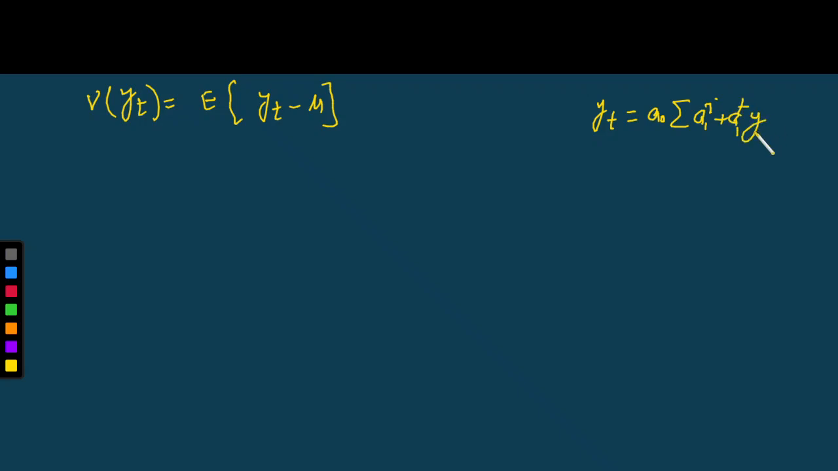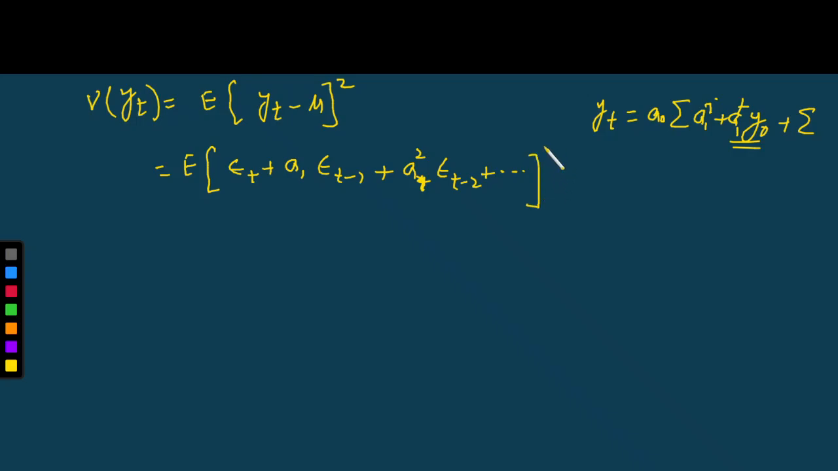Now let's take the variance. What is the variance of Yt? The variance of Yt will be equal to the expected value of Yt minus mu, squared. For large t, we have Yt equal to A naught times the sum of A1 raised to power I, plus A1 raised to power t times Y naught. This last term is 0 for large t, and you have the epsilon term here. So this will be equal to the expected value of epsilon t plus A1 epsilon t minus 1, plus A1 square epsilon t minus 2, and so on, all squared.